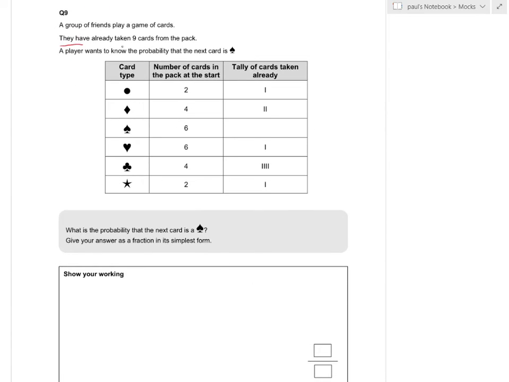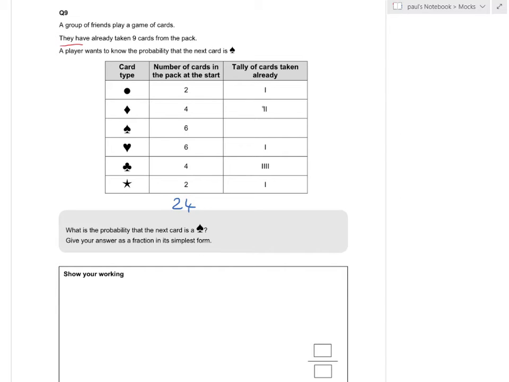A group of friends play a game of cards. They have already taken 9 cards from the pack. The player wants to know the probability the next card is a spade. Work out the probability the next card is a spade. So, right, number of cards to start with. So 24 to start with.